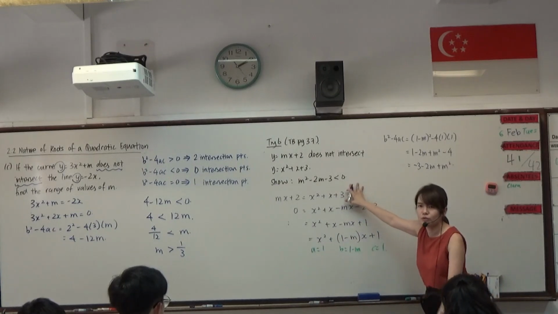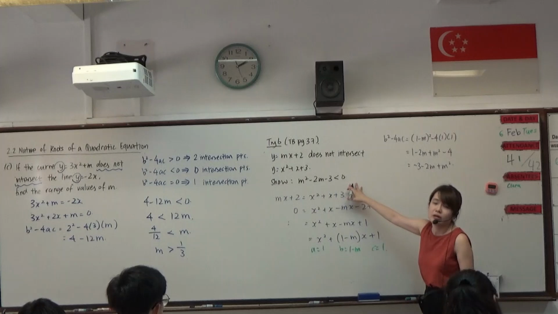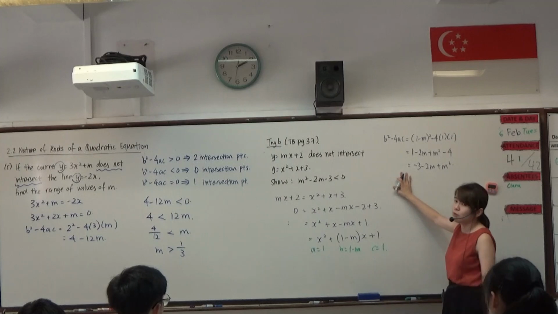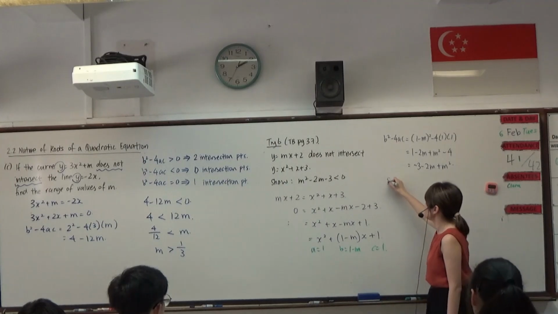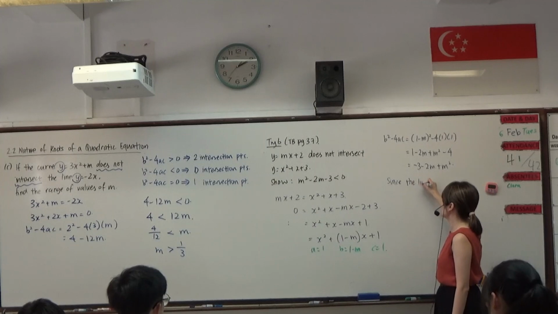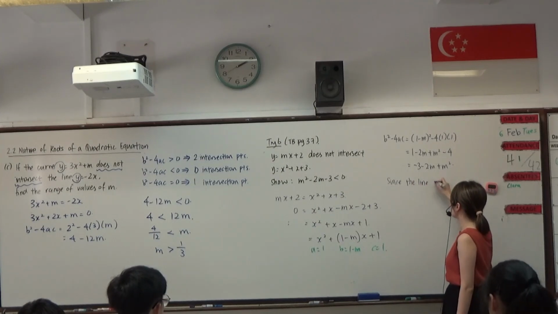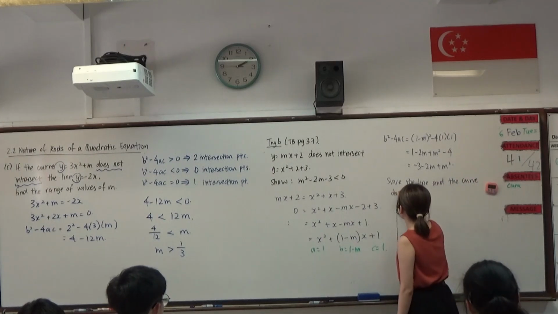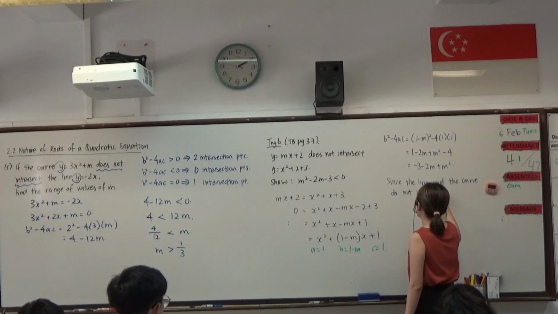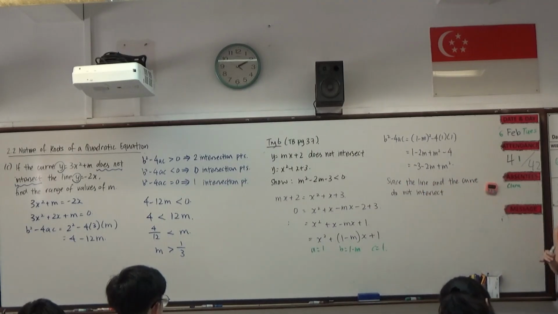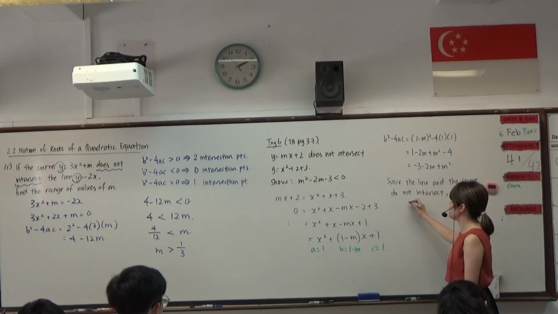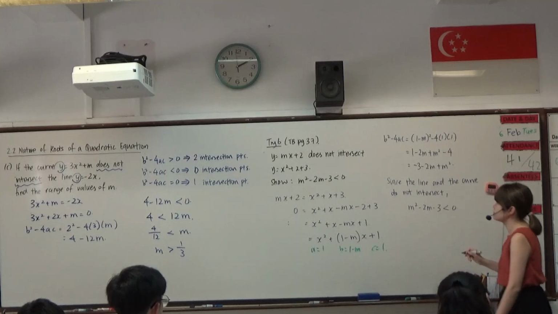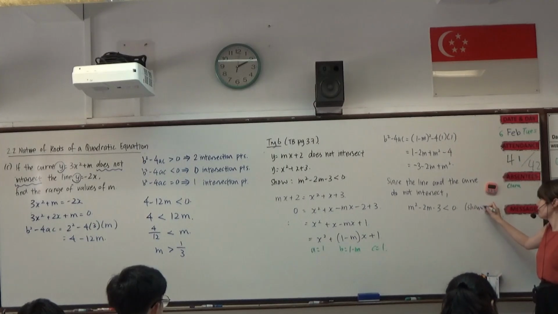The question actually revealed to you the answer already by asking you to show. So you need to provide more information over why this is going to happen. So we need to provide some explanation. We say that since the line and the curve do not intersect, which is actually from the question statement itself, this provides the evidence for us to say that m squared minus 2m minus 3 will be less than 0. And then we have shown it.